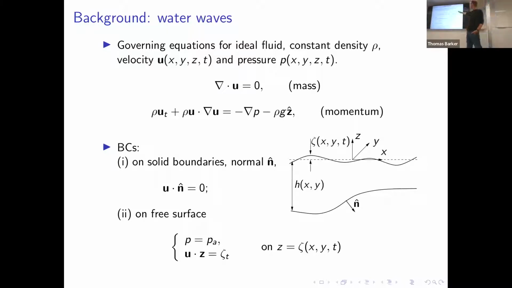And so I've got mass, momentum, so the incompressibility condition, the Euler equations, the inviscid equations, dealing only with inviscid fluids. I have no normal flow on solid boundaries, and then I have a moving boundary condition. And of course, this is a very difficult problem. I don't want to work with something as difficult as this.